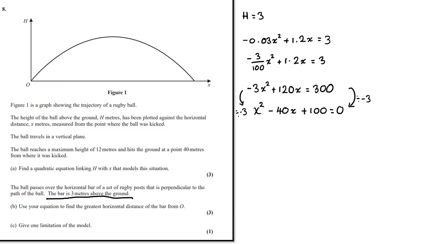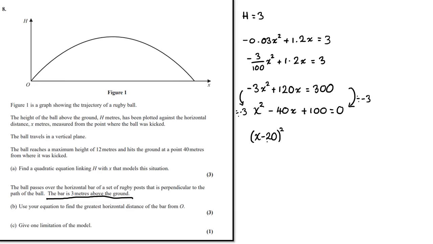So there's 2 ways of tackling this now. We either use the quadratic formula or we complete the square. Now, I think this is easy enough through just completing the square. So we're going to halve this term here. So I'm going to get x minus 20. We square all of this.